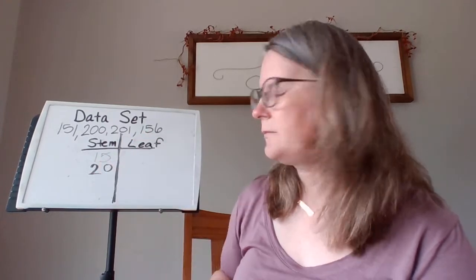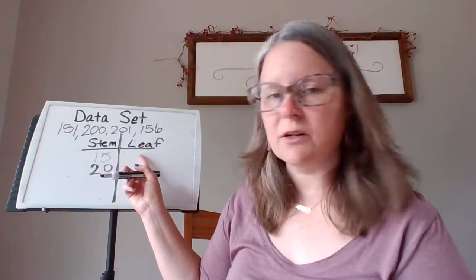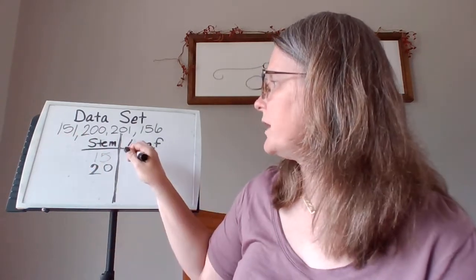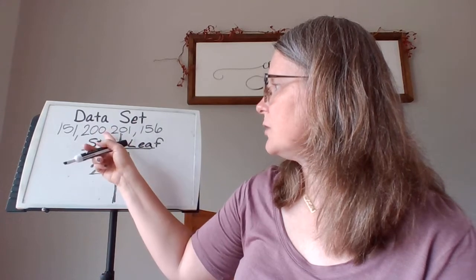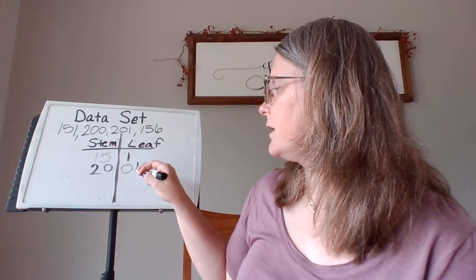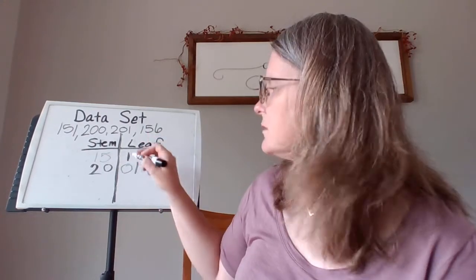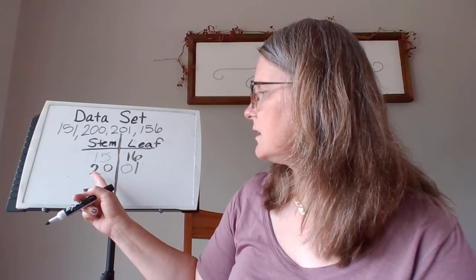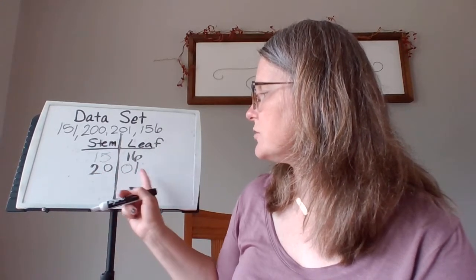So now we're going to go back and do the same thing that we did before with our leaf, which is our ones. And let's take a look at what we have. For 151, we have a 1. For 200, we have a 0. 201, we have a 1. And 156, we have a 6. And we would go back and read this the same way. 151, 156, 200, 201.